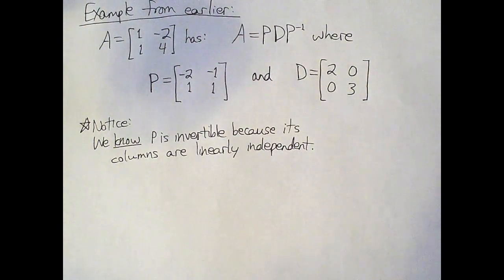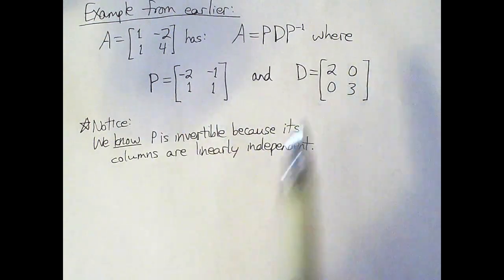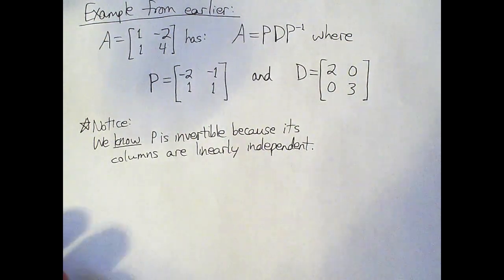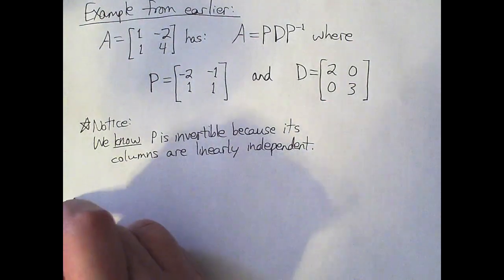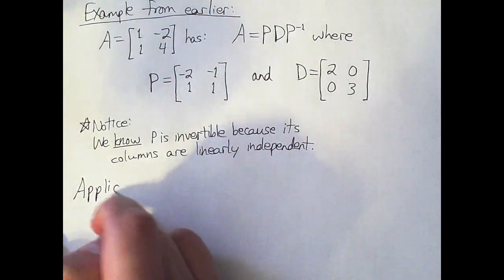All right, so we've covered the definition of similar. We've talked about what it means for a matrix to be diagonalizable. It means it's similar to a diagonal matrix. The theorem basically tells us that if we know how to find eigenvectors and eigenvalues, we can check and find out if a matrix is diagonalizable, and we can actually diagonalize it. We can find P and we can find D. So what we haven't done yet is talk about what this is used for. So let's do an application.